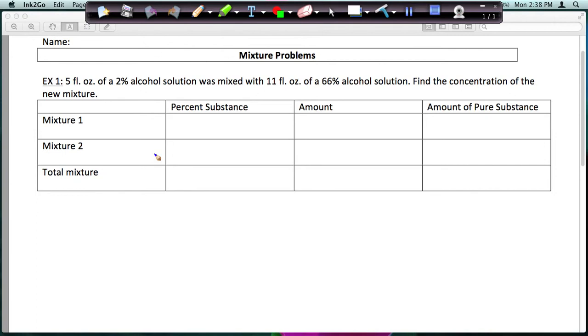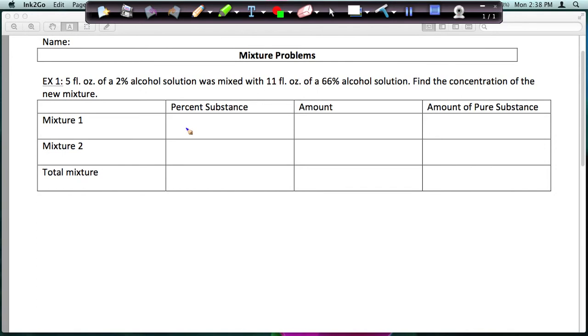So this would be like if you were in a chemistry class and you're trying to mix two different concentrations to get the concentration you want. So I set up a table. This just helps me organize all of my information. So I just called it mixture 1, 2, and total. So you could do this for any type of mixture problem.